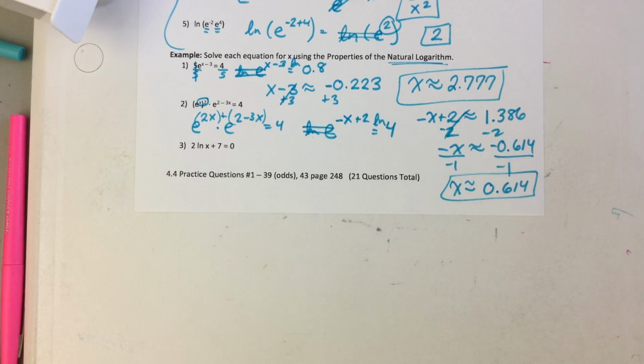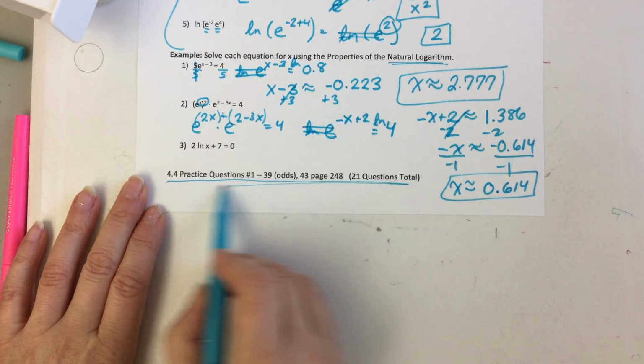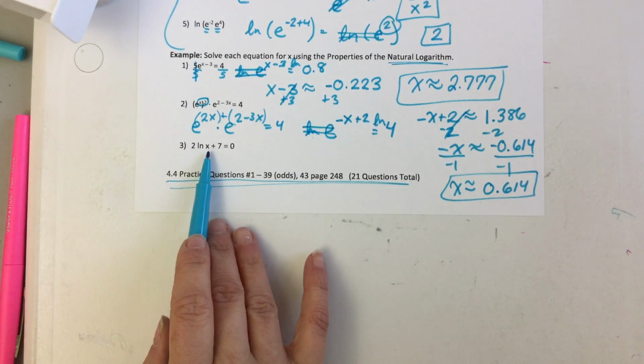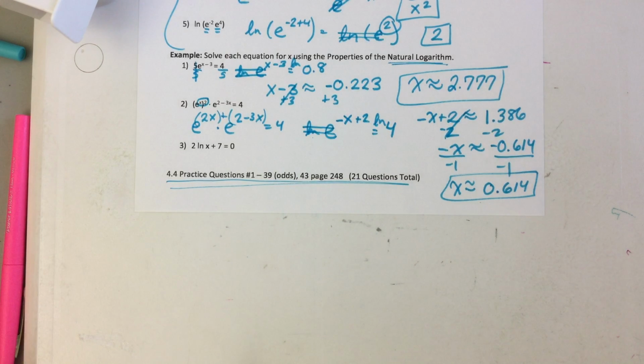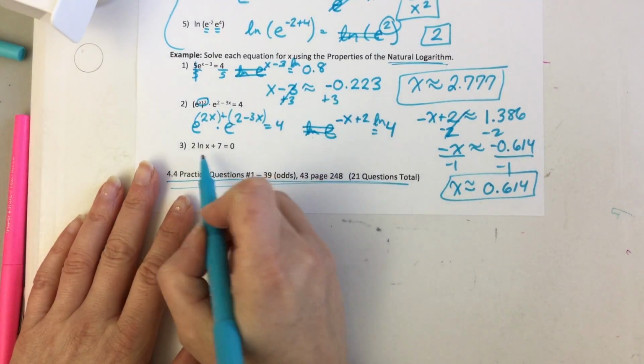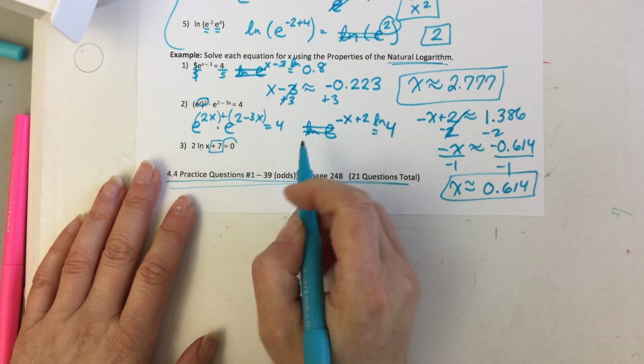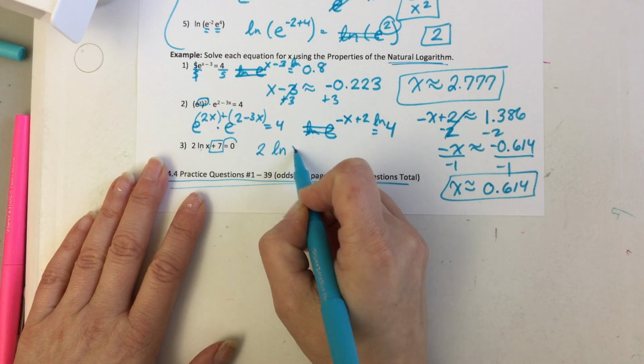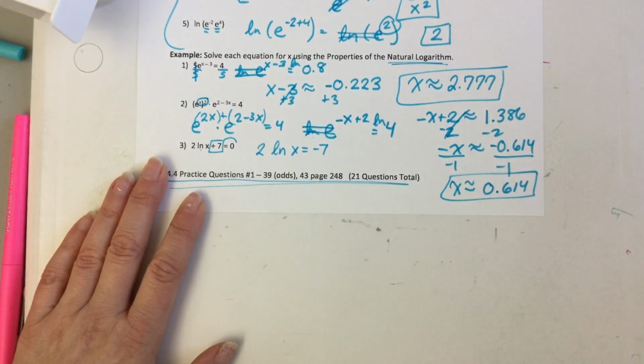Next one, and this is our last question, and then you can jump right into the practice questions in the textbook. If I want to solve for x, I know I have to cancel a natural log. Well, to cancel a natural log, you have to have a base of e. But first, I'm going to go ahead and isolate this so I can minus that 7. So 2 times the natural log of x would equal a negative 7.